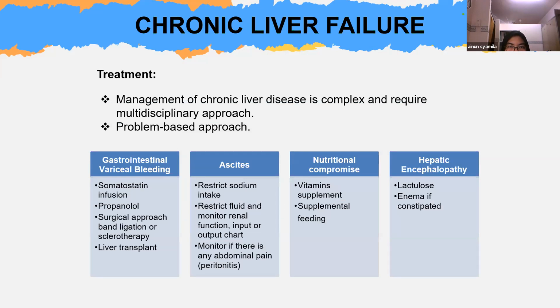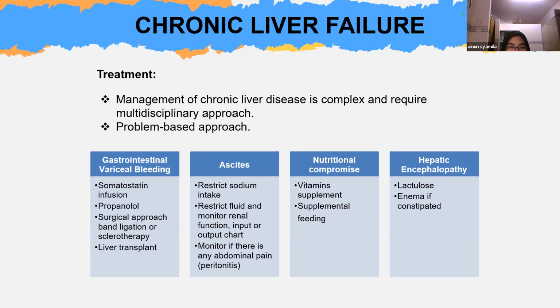Okay, so for the treatment of chronic liver failure, the management is complex and requires a multidisciplinary approach. However, we can treat the child according to the problem the child presented with. For example, if the patient presented with gastrointestinal variceal bleeding secondary to portal hypertension, we can give somatostatin infusion, non-selective beta blockers such as propranolol. We can do band ligation and also sclerotherapy.